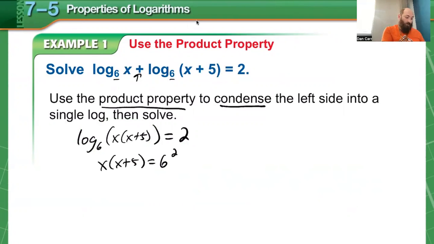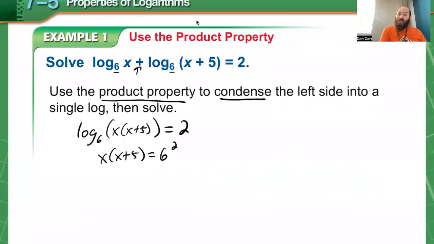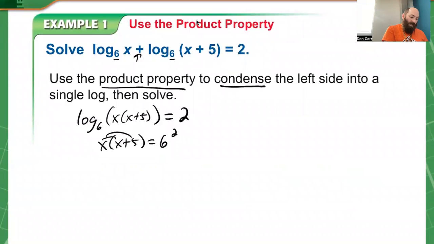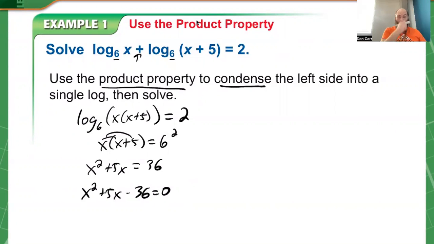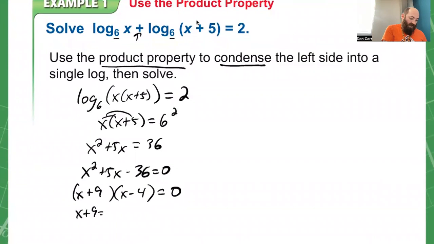Well, that is going to turn into a quadratic. Same thing that we did before with quadratics. So if I distribute that out, x squared plus 5x equals 36. Subtract that to the other side, so x squared plus 5x minus 36 equals 0. So we need to solve this quadratic. I can do this with factoring because what multiplies to negative 36 and adds to a positive 5? That should be a positive 9 and a negative 4. So if I solve them out, x plus 9 equals 0, x minus 4 equals 0. So x equals negative 9 and x equals 4.